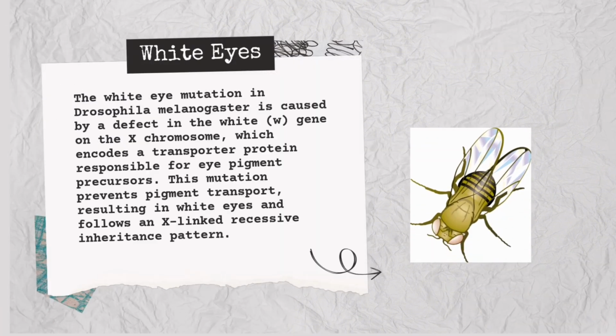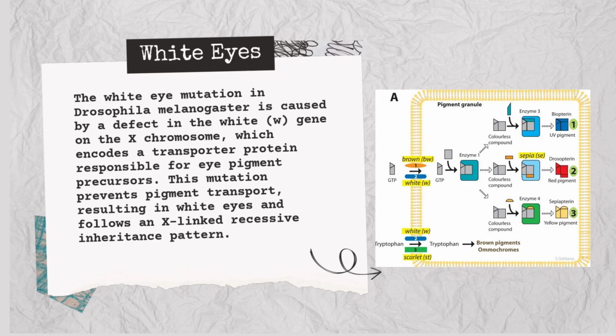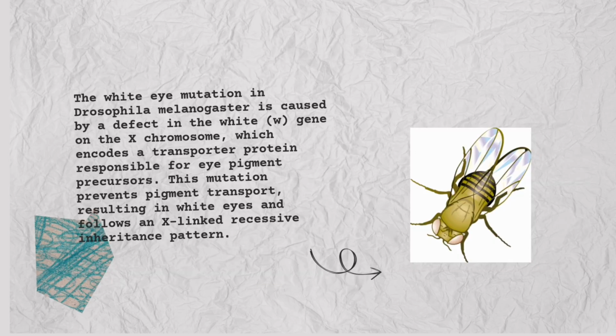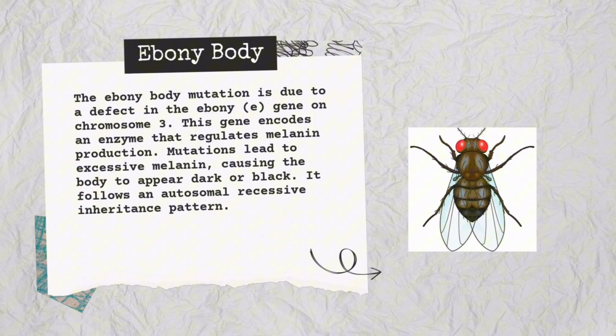The white-eye mutation is caused by a defect in the white W gene on the X chromosome, which encodes a transporter protein responsible for eye pigment precursors. This mutation prevents pigment transport, resulting in white eyes, and follows an X-linked recessive inheritance pattern. The ebony-body mutation is due to a defect in the ebony-E gene on chromosome 3. This gene encodes an enzyme that regulates melanin production. Mutations lead to excessive melanin, causing the body to appear dark or black. It follows an autosomal recessive inheritance pattern.